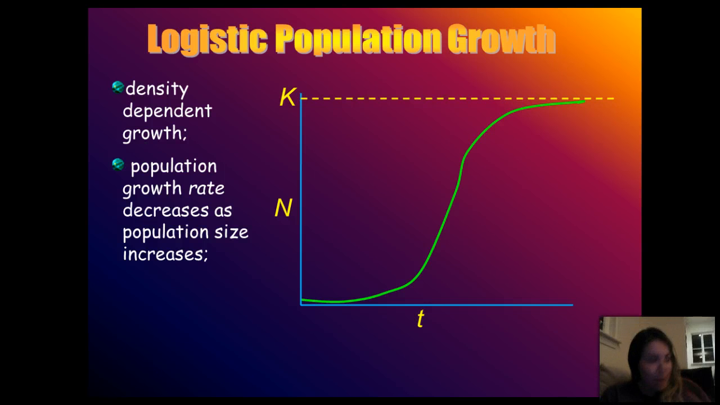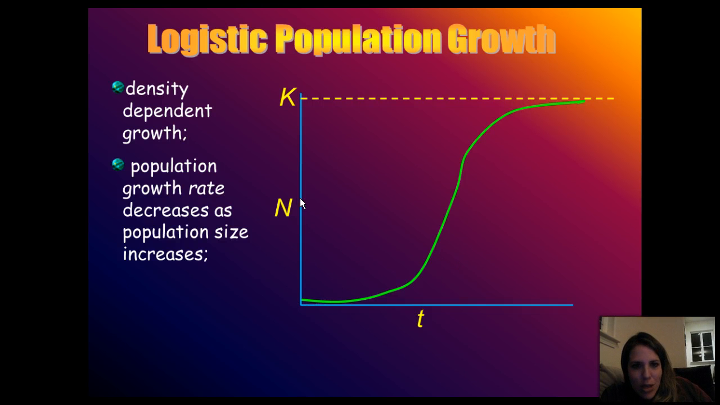So, and please feel free to pause this and rewind it at any time. This is some pretty heavy stuff here, but just take your time, keep listening to it. This is what we call a logistic growth curve. So whereas the exponential growth curve was J-shaped, the logistic growth curve is S-shaped.